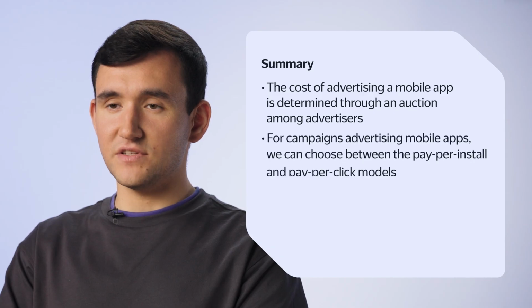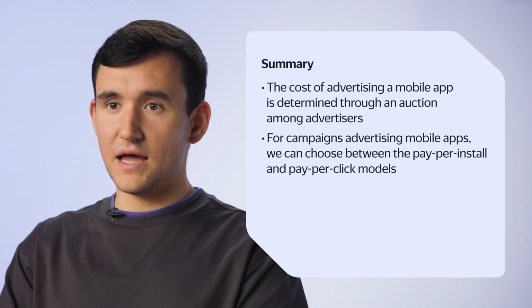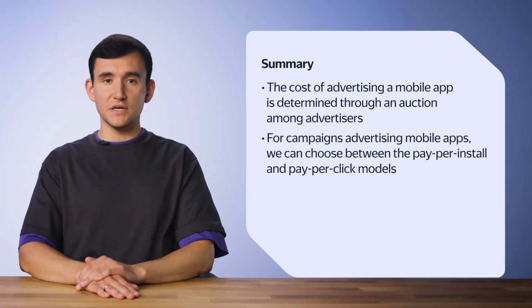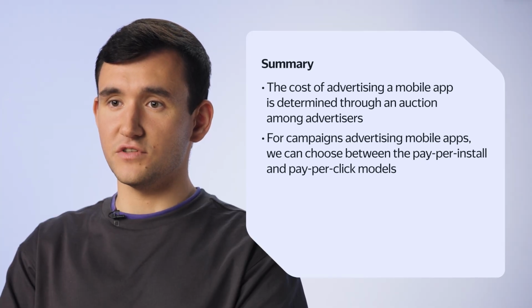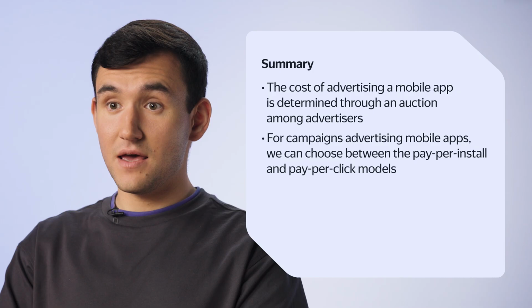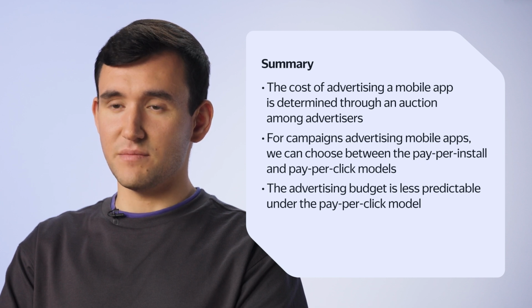For campaigns advertising mobile apps, we can choose between the pay-per-install and pay-per-click models. Pay-per-install is the preferred option if you want to experiment with app ads while strictly maintaining your specified cost per install, instead of focusing on increasing the number of installs. Pay-per-click is more flexible and allows you to configure your app to maximize both installs and in-app events. Bear in mind that the advertising budget is less predictable under this payment model.